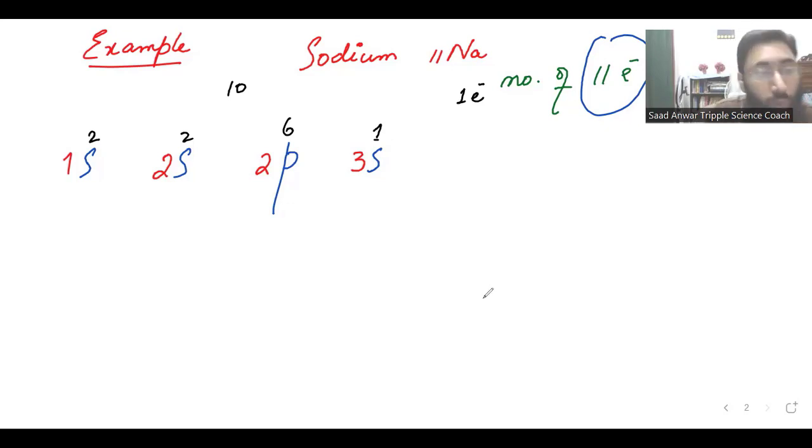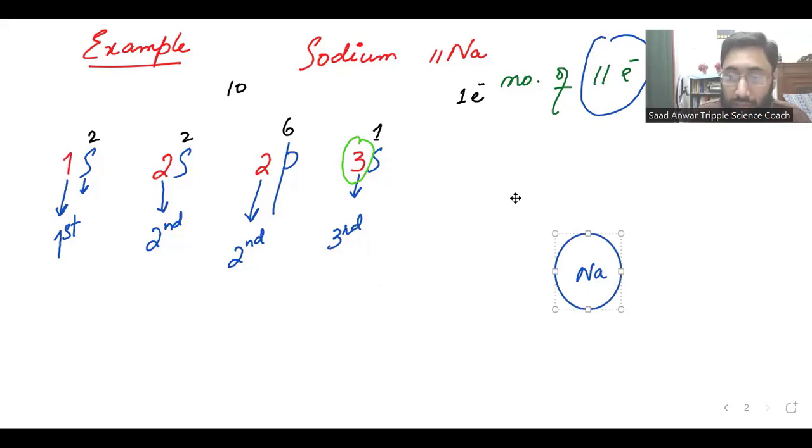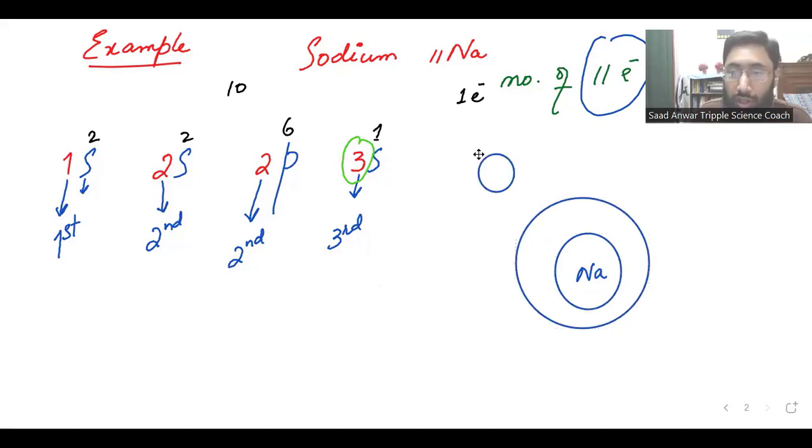Now this 1s means the s subshell belongs to the first shell. This 2s means the s subshell belongs to the second shell. This 2p means the p subshell belongs to the second shell, and this 3s means the s subshell belongs to the third shell. So this three is really important. It gives me an idea that for sodium I need to draw three shells: first shell, then second shell, then third shell.